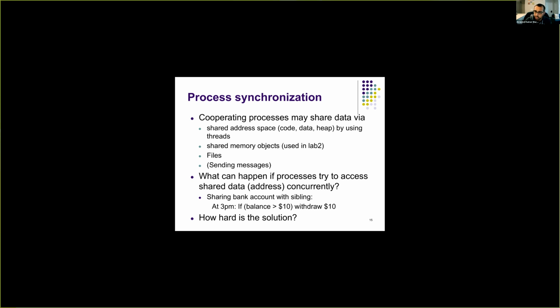since balance is a shared variable, when they both access it at the same time, they can both see that the balance is greater than 10 and they both withdraw 10. So we could withdraw more money than what is expected. How do we ensure that the communication happens properly, that the shared data is modified in a sensible way, and how hard is such a solution?